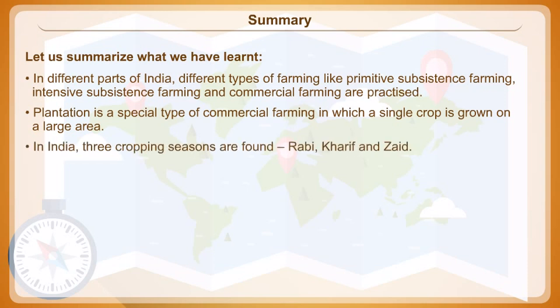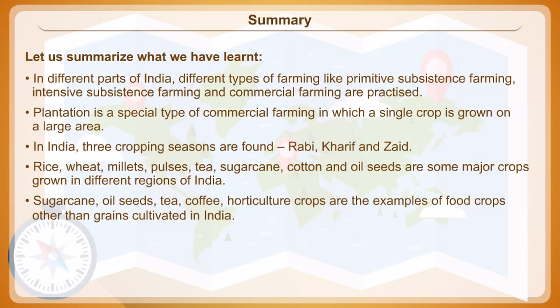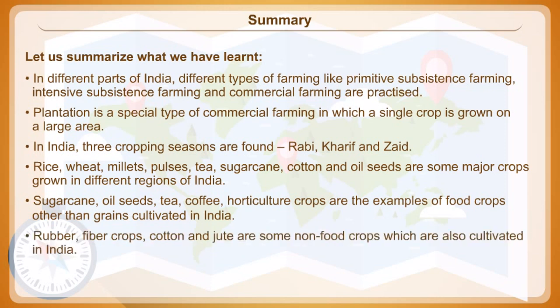In India, 3 cropping seasons are found: Rabi, Kharif and Zaid. Rice, wheat, millets, pulses, tea, sugarcane, cotton and oilseeds are some major crops grown in different regions of India. Sugarcane, oilseeds, tea, coffee, horticulture crops are the examples of food crops other than grains cultivated in India. Rubber, fiber crops, cotton and jute are some non-food crops which are also cultivated in India.